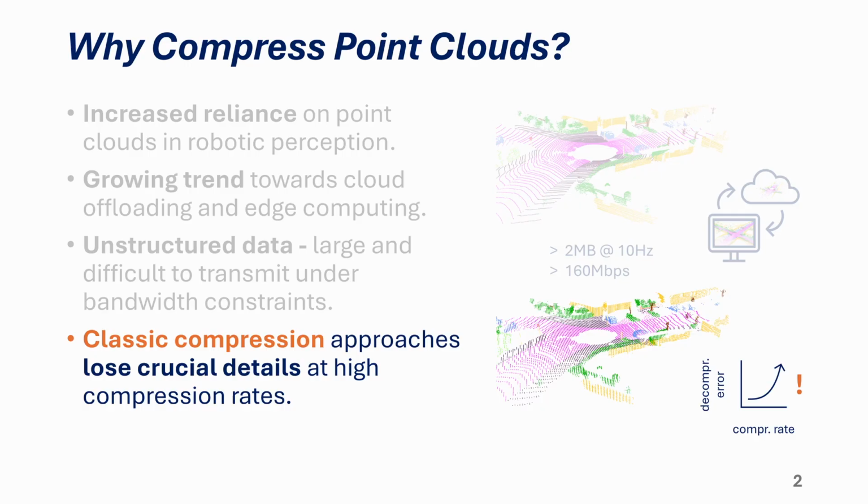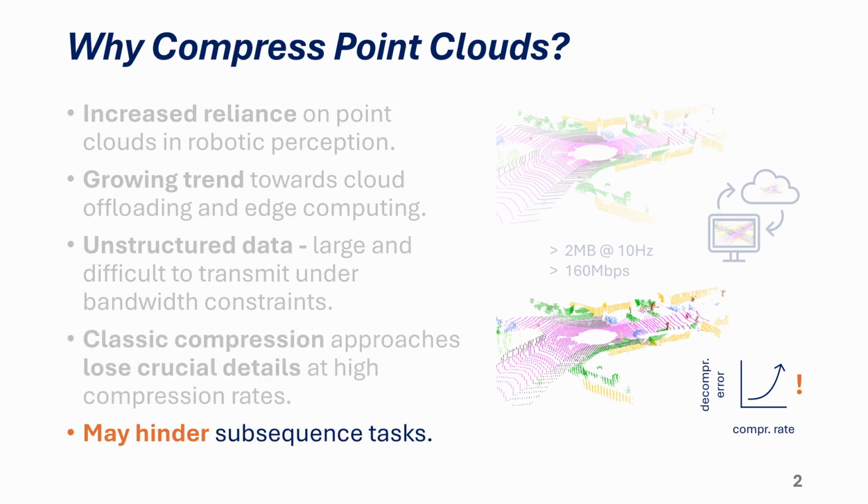Traditional compression methods struggle at high compression rates, leading to exponentially increasing reconstruction errors and losing critical geometric details necessary for effective robotic perception, as illustrated in this compressed example. These losses in fidelity can severely hinder subsequent robotic tasks, such as multi-agent pose graph optimization or multi-robot map merging, reducing overall mission effectiveness and reliability.